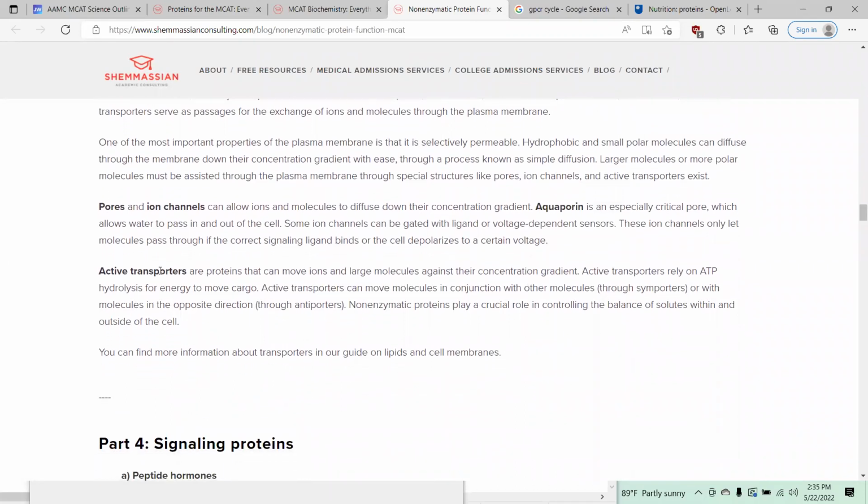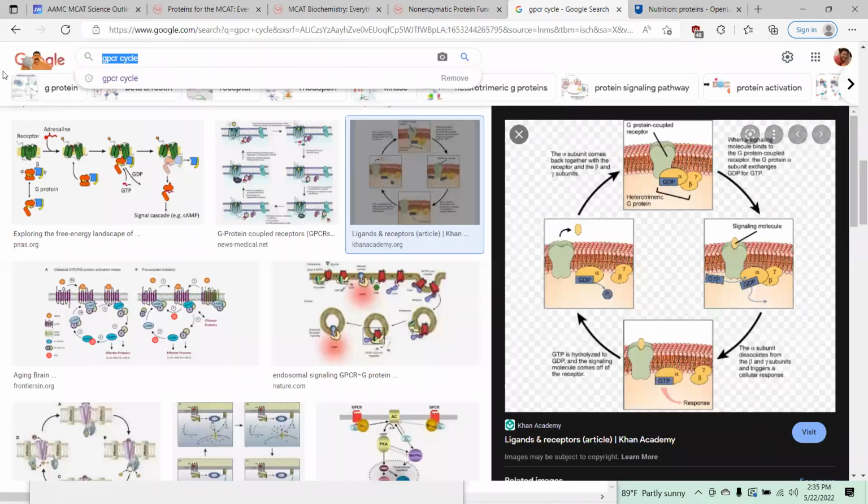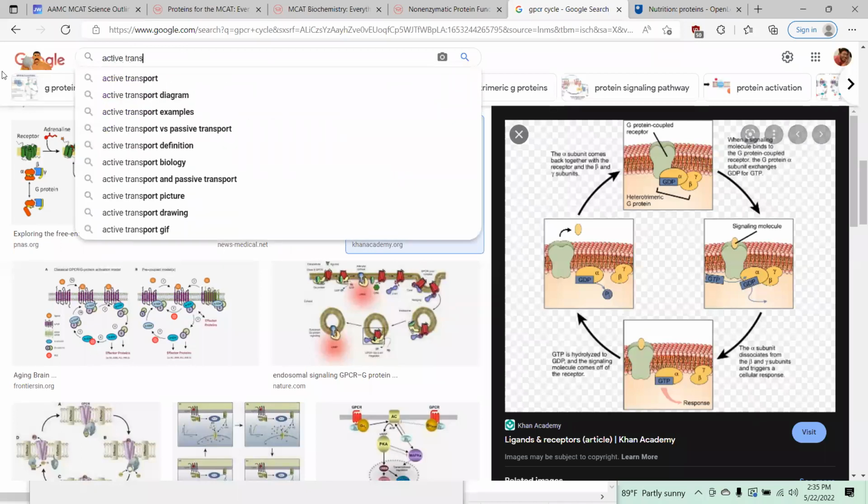Active transporters are different. Active transporters move ions and large molecules against the concentration gradient. They don't allow things to go from high to low, but rather they move them from low to high. So I'm sure I can show you transport.